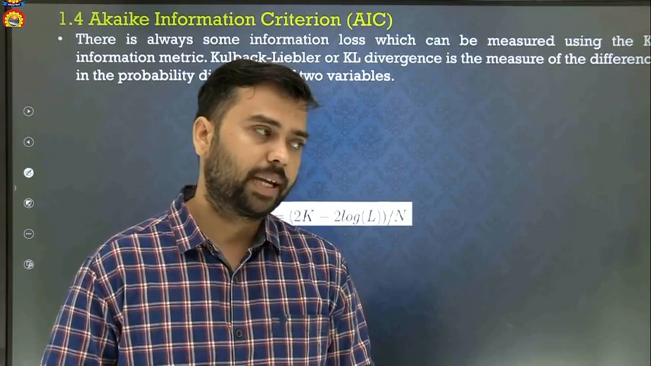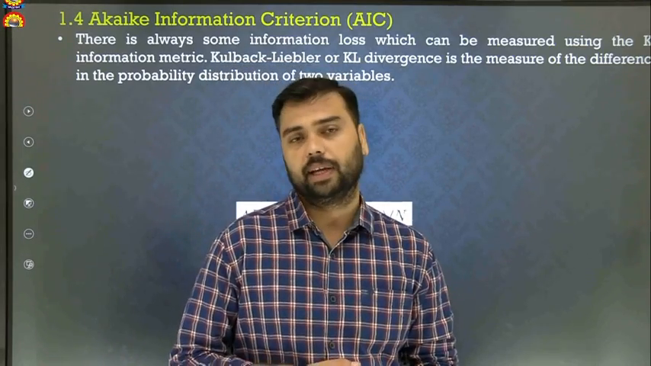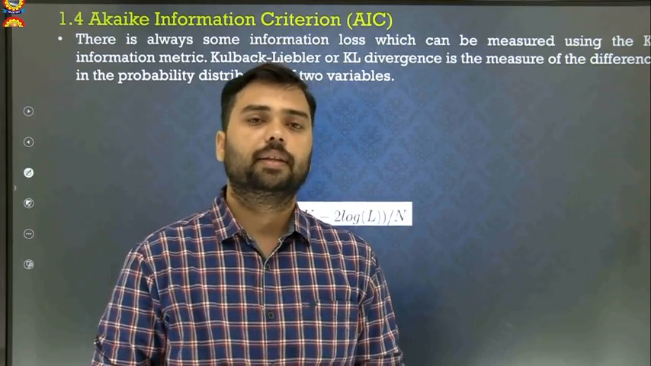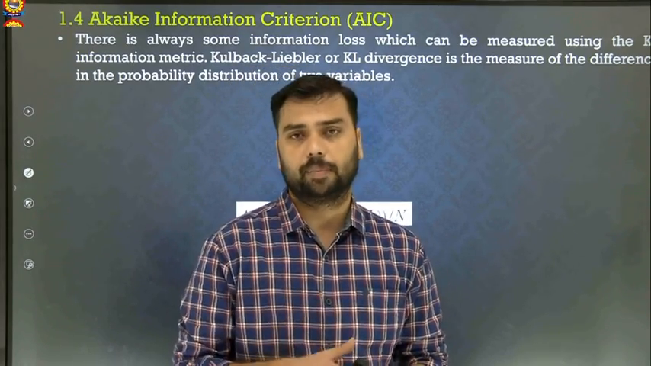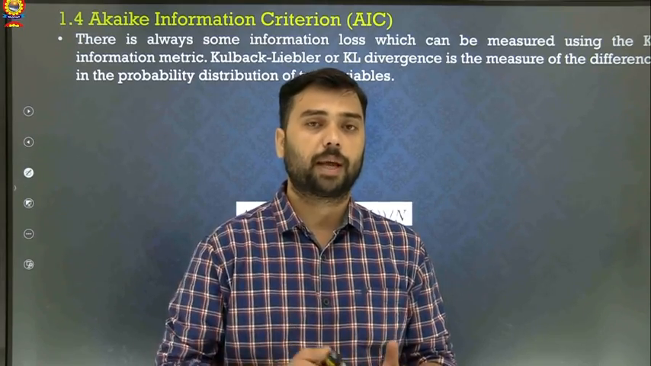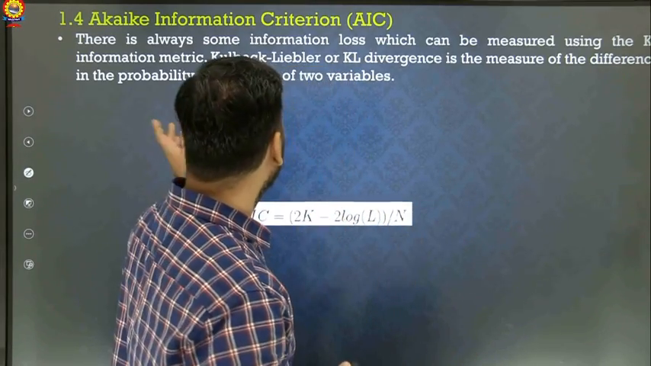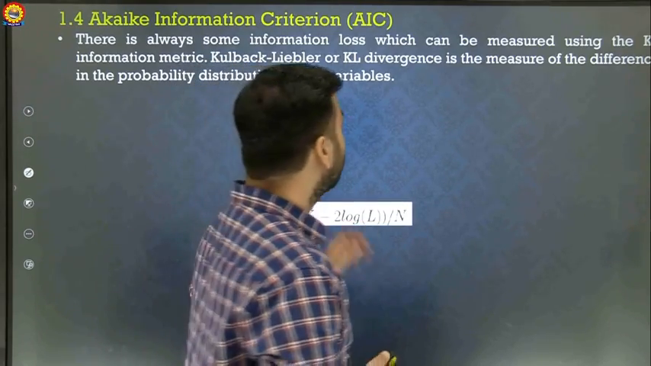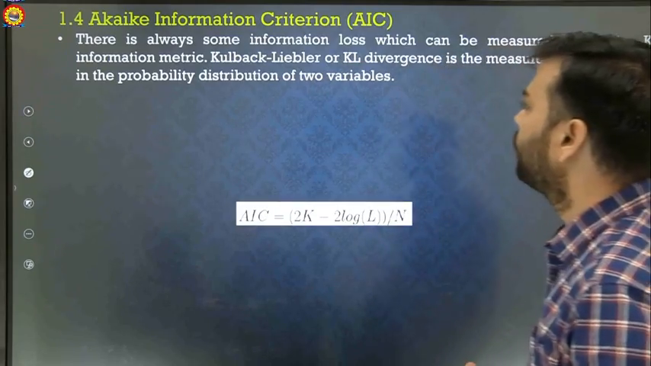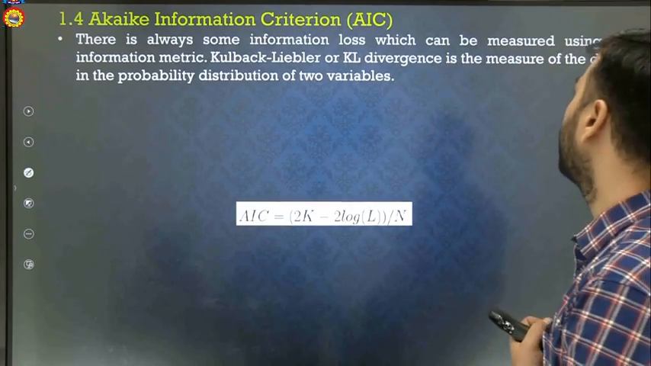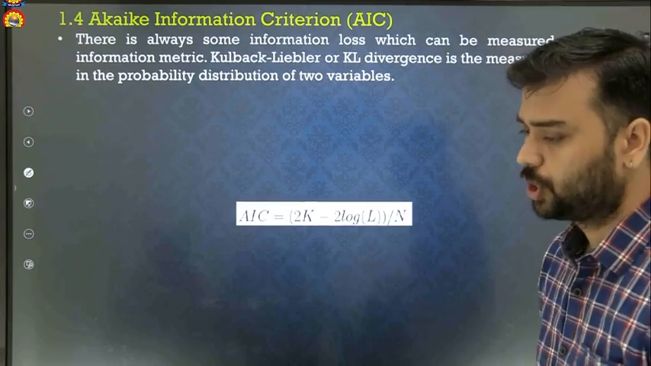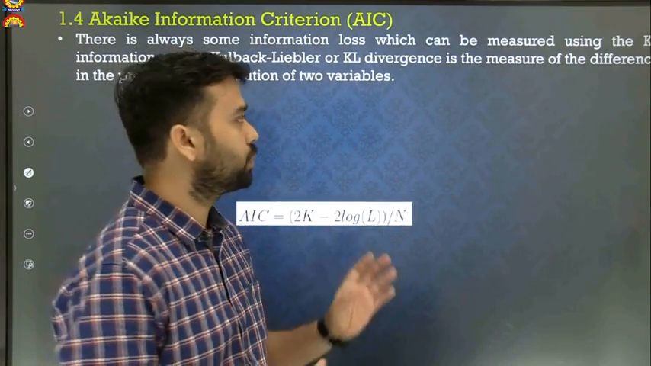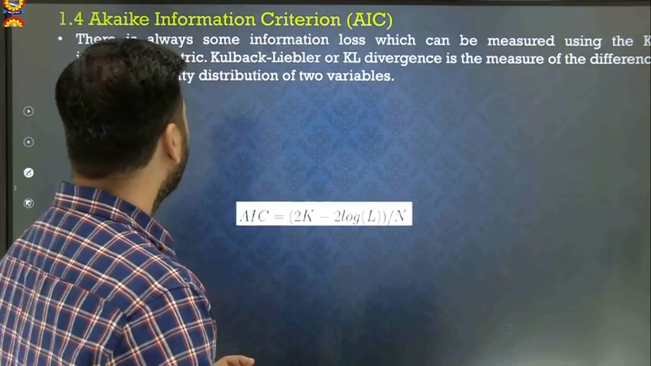Suppose we construct a model which generates only 70% accuracy, then the skipped part is 30%. The portion that is not captured is measured by the Akaike information criterion, simply known as AIC. So there is always some information loss, which can be measured using the KL information matrix. There is a measure which captures the information lost, and it is captured by using the KL information.